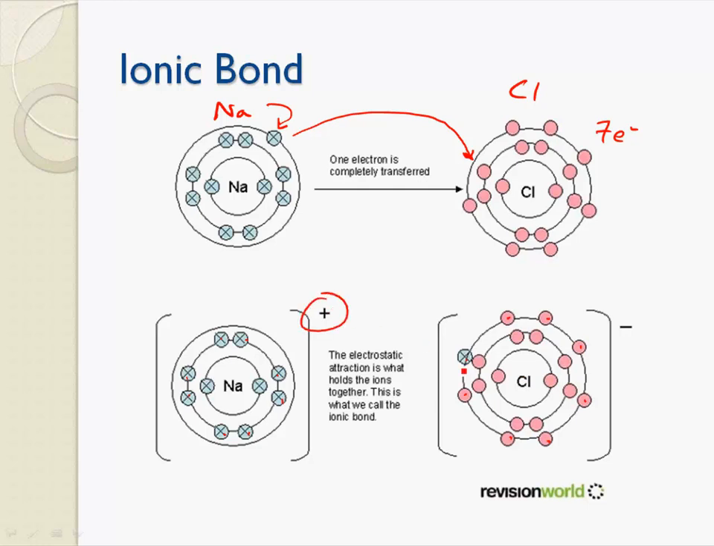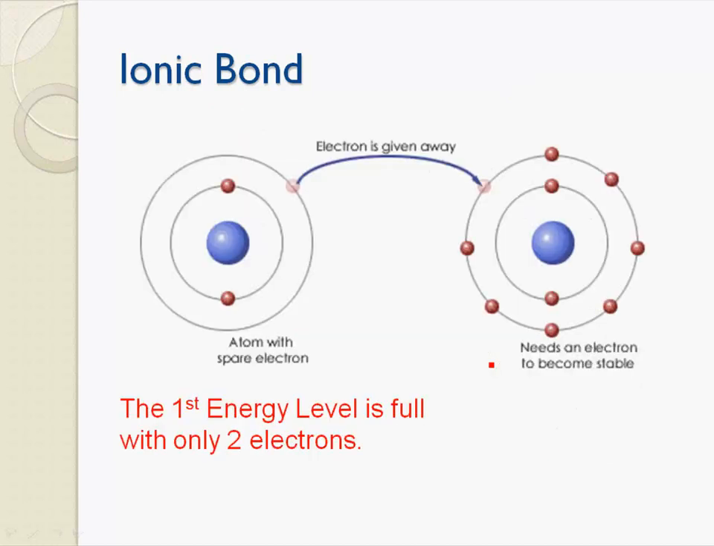Now, what happens to sodium when you lose an electron? You gain a positive charge, right? Chlorine gains a negative charge. Okay, so sodium becomes positive, chlorine becomes negative. You get an ionic bond. We'll talk about what that means here in a sec. Okay, here's another example. All right, this is lithium.